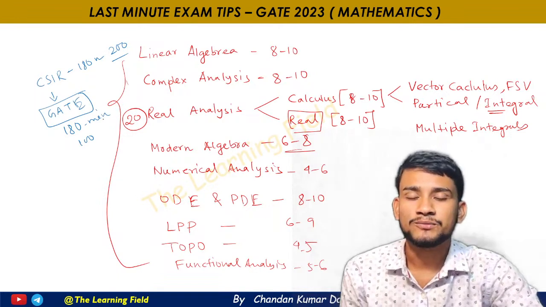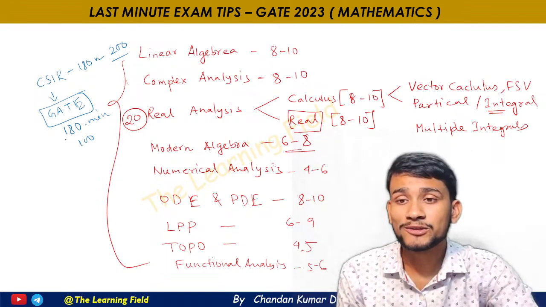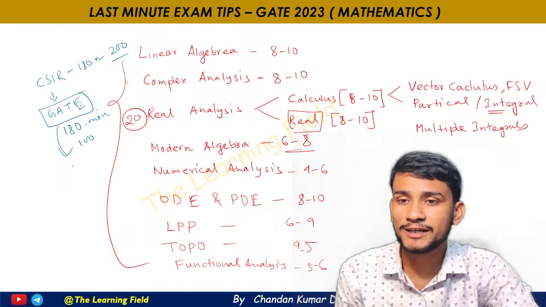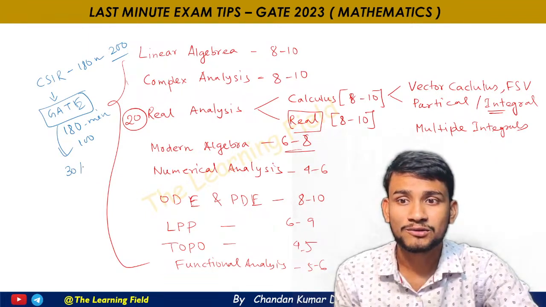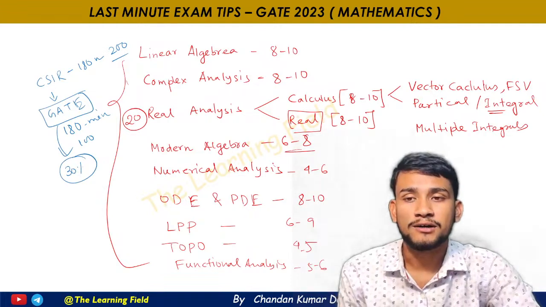Okay, and one more thing is that the cutoff marks for the GATE exam are 25 to 30%. Okay, 25 to 30%.